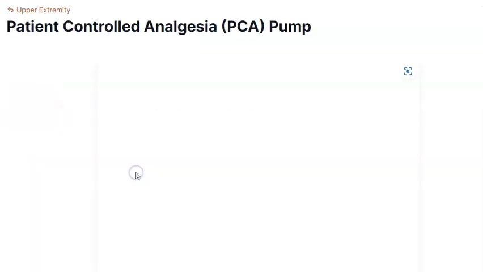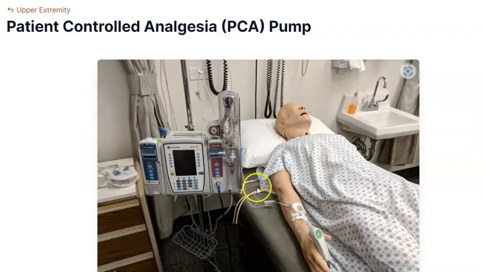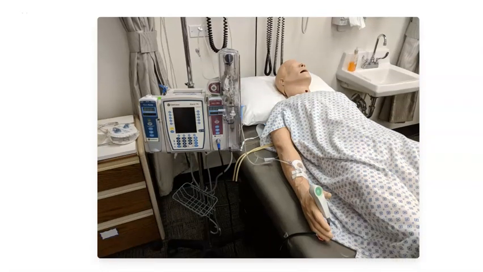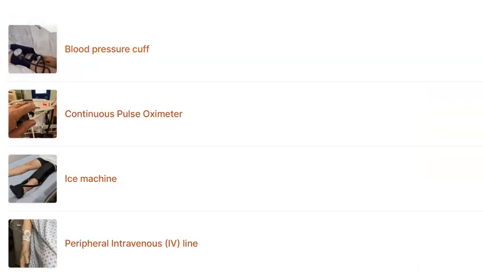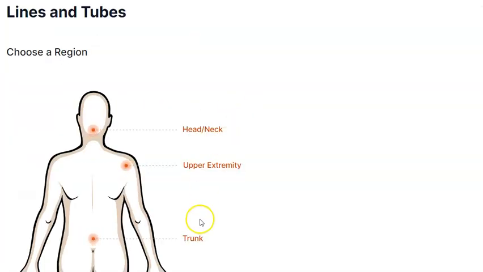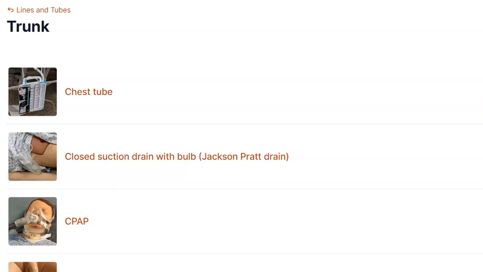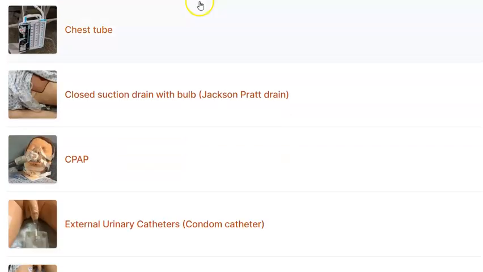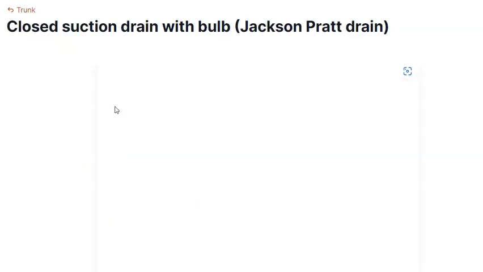This PCA pump, they can be used for patient-controlled analgesia. So pain medicine pump as well. Might be morphine, might be other kind to where the patient every so many minutes, sometimes it's 10 to 15 minutes, and then they can click a button to receive more medication. Just have to be really careful with that too, and as far as communication, making sure they're not having too much pain medicine. So this is an example: chest tube, closed suction drain with bulb.